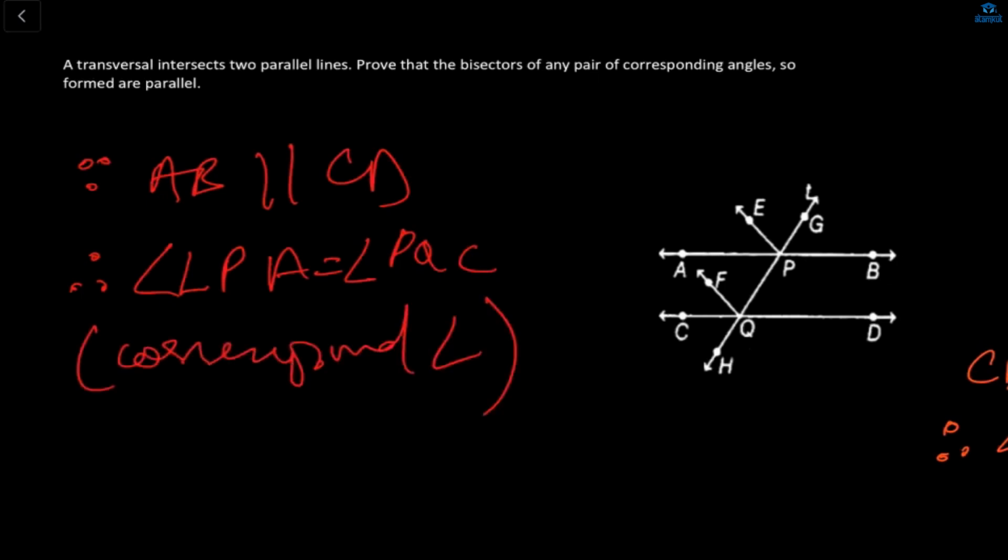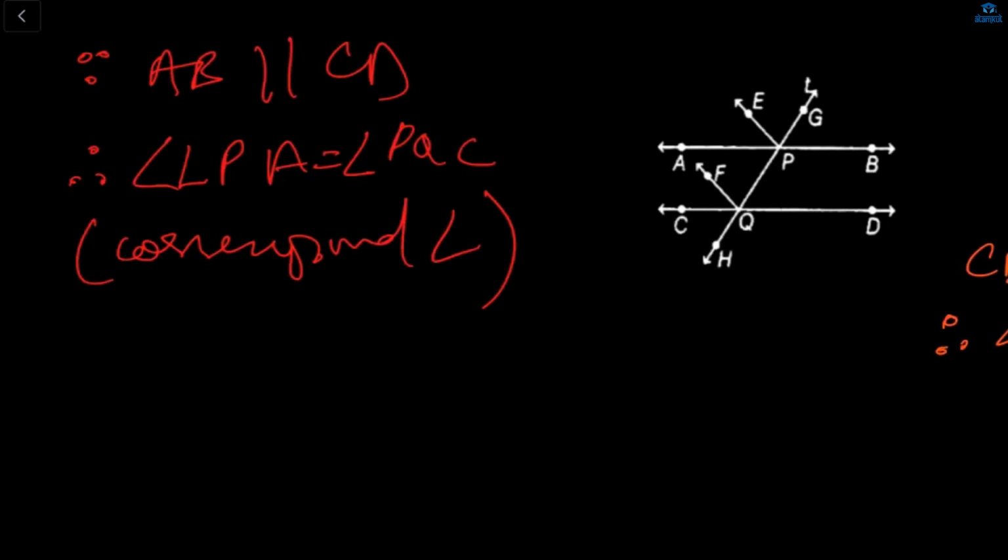Now, if you see that both the angles here, we can do half. Yes, we can divide it by 2. So dividing by 2 on both the sides, what we will get? Angle LPA by 2 is equal to angle PQC by 2.